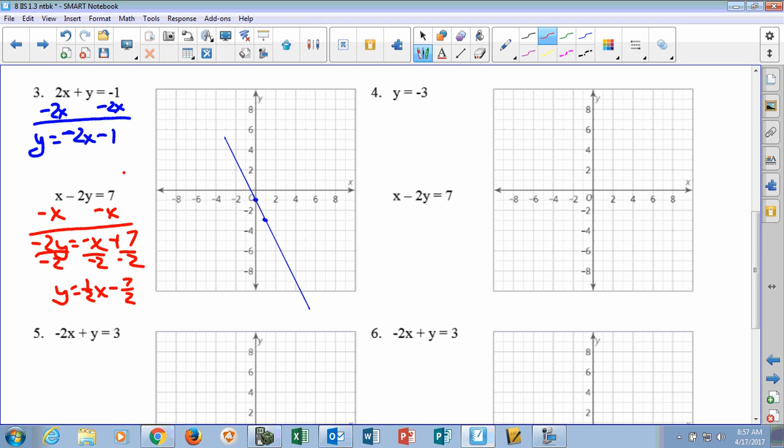Okay. Well, 7/2 is what? 3.5, right? So negative 3.5 is right there, between negative 3 and negative 4, right? And I'm going up 1 and over 2. So I'm going to go up to negative 2.5 and then over to 2. So it's right there, right? With me? So let's draw a red line.